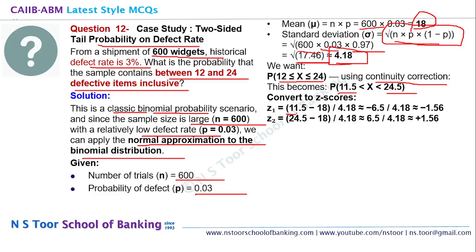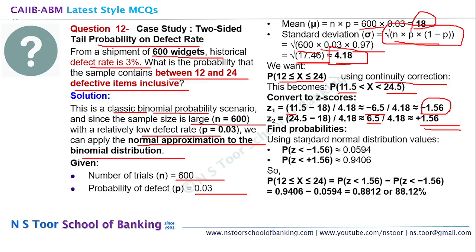So 11.5 minus 18 is equal to minus 6.5 divided by 4.18. So it is minus 1.56. And in the same case, what is for the upper level? 24.5 minus 18, because this is the mean. So the answer will be the same, 24.5 minus 18, that is 6.5. Only in the first case it is minus, in the second case it is plus. Plus divided by 4.18, so your answer will be plus 1.56. So minus 1.56 and plus 1.56.